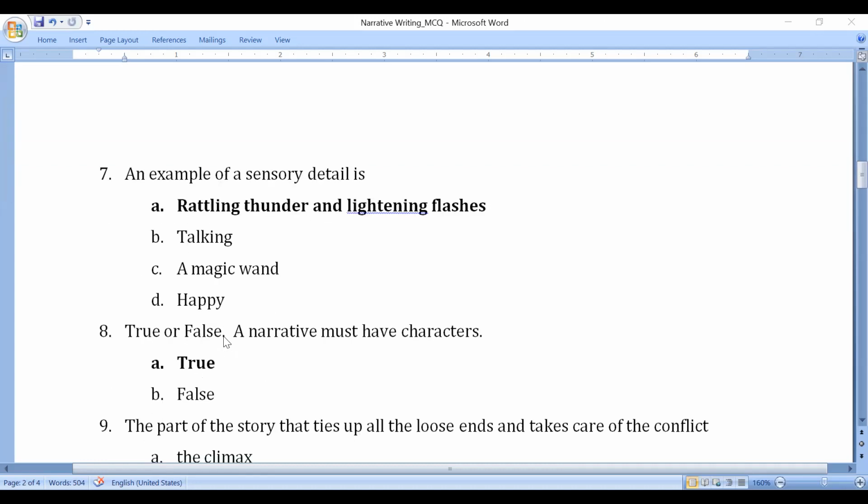An example of sensory detail is, sensory details means ऐसी डिटेल जो आपकी इंद्रियों को छुए, इंद्रियों को टच करे, ऐसी कौन सी डिटेल इस चार में दी गई है? Rattling thunder and lightning flashes, talking, magic wand and happy. First A, rattling thunder means हमको आवाज सुनाई दे रही है, and lightning flashes, we are watching the flashes happening. So it touches our two senses, eyes and ears. So that is why they are sensory details.